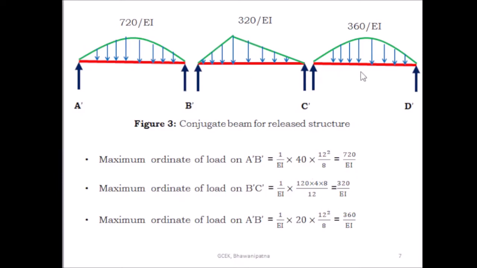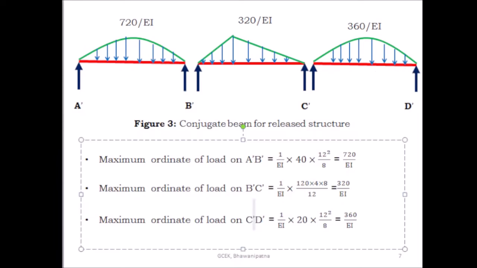Similarly, what is the maximum ordinate of load on C dash D dash? What is the free bending moment diagram? Divided by EI, it is the loading for the conjugate beam, and the maximum ordinate is W L square by 8. W is given as 20 and L is 12, so 20 into 12 square by 8. This is the maximum ordinate, divided by EI. So the maximum ordinate of load on C dash D dash is equal to 360 by EI.